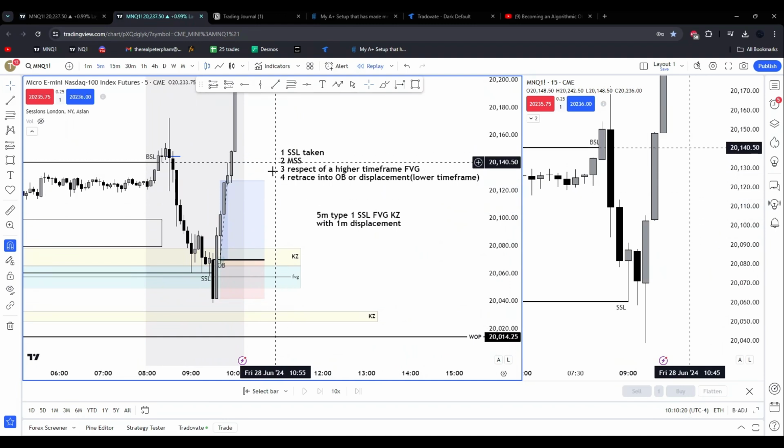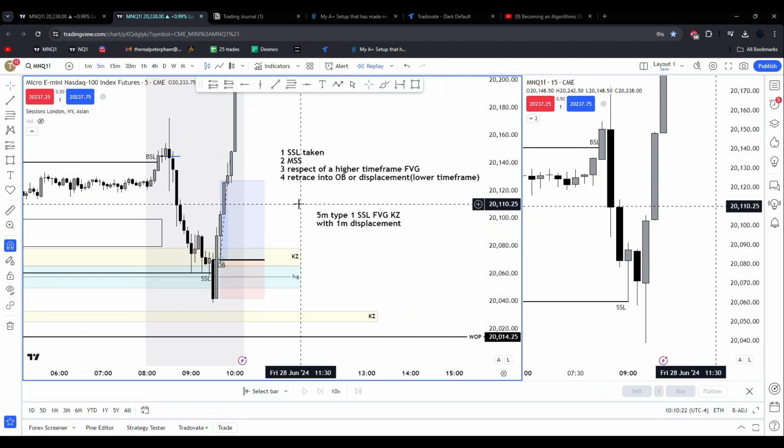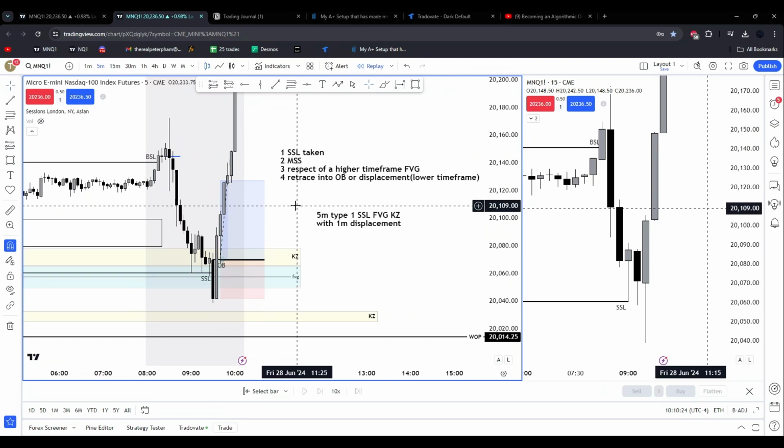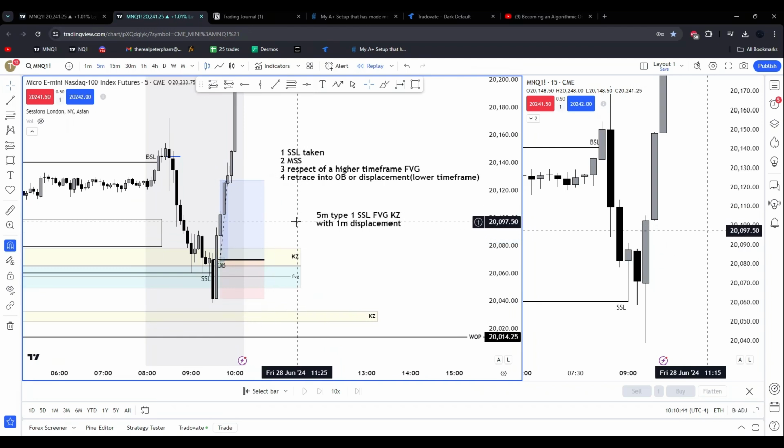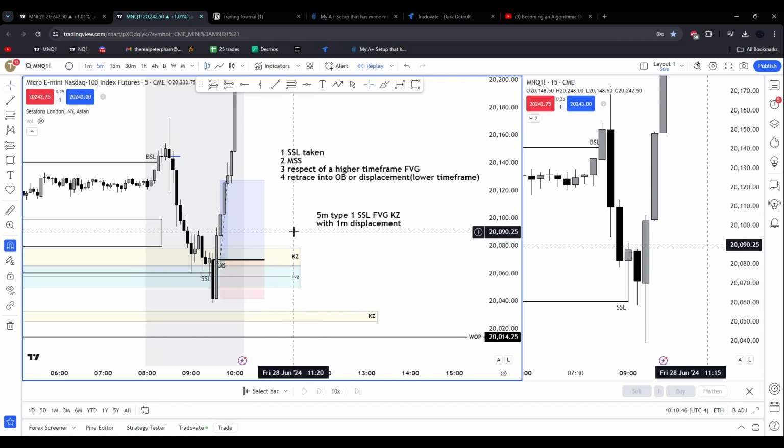There's 4 different confluences in the setup. And if you're process driven, if you trade with a process, you won't find yourself failing as much as you do. Because I used to just buy at random fair value gaps. When I started learning ICT, I used to buy every fair value gap, and I'd lose every single trade.